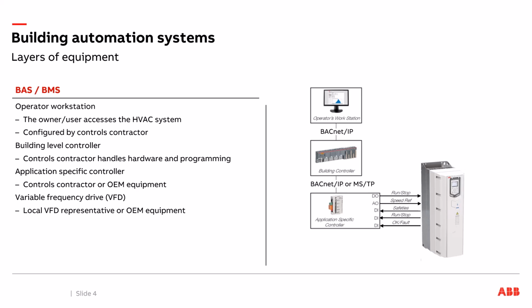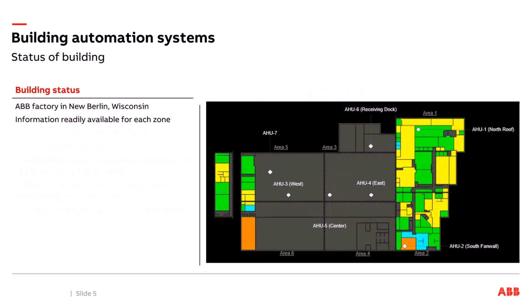So we'll get into that in a little bit. So going into that building automation system and just walking through the concept of a BAS or BMS. I'm going to use the building I'm based out of as an example. I mentioned earlier I'm in New Berlin, Wisconsin, a suburb of Milwaukee, and this is essentially our building. It's a mix of production floor space and office space.